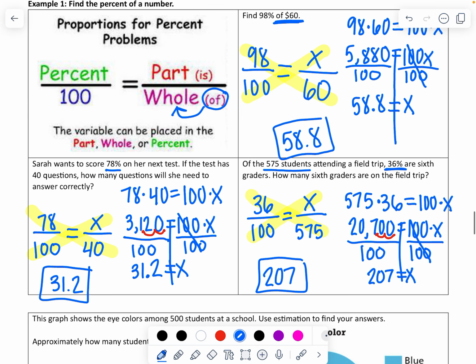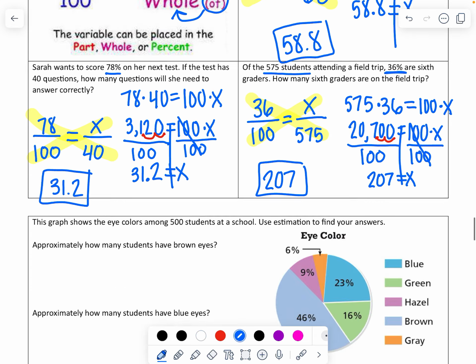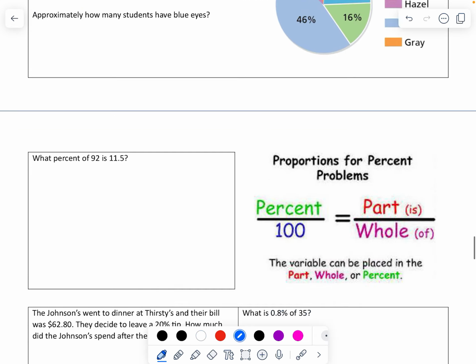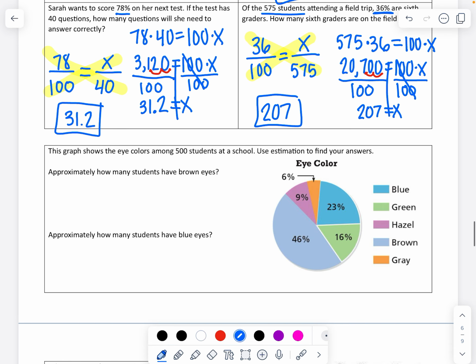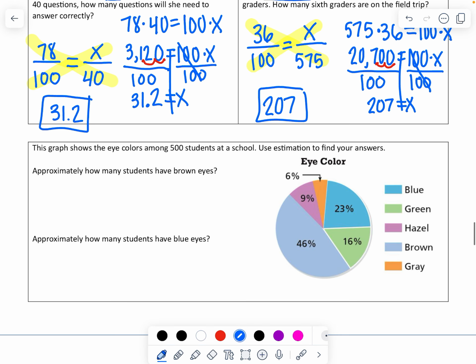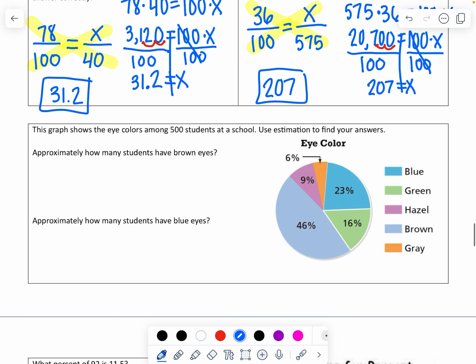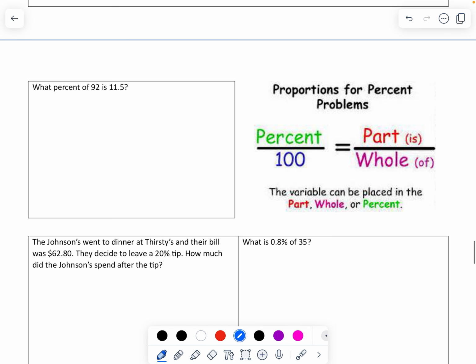Hopefully this is making sense to you. We're not going to do all of these. I'm going to pick and choose which ones we do. We're going to skip that one. So flip the page over.